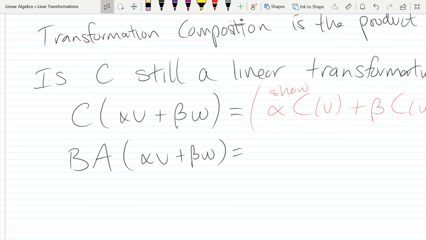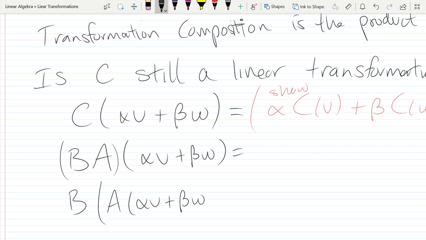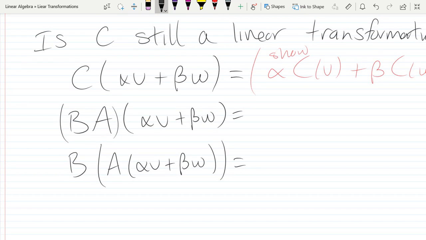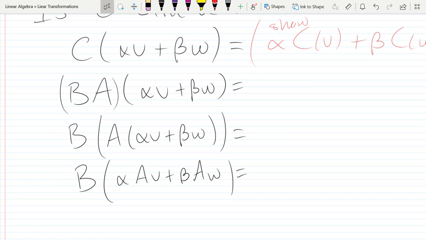A is a linear transformation, so I'm going to use associativity. I just reassociated. I didn't change the order, just changed what we multiply first. Now I can use the fact that I know A is a linear transformation, so I can apply the linear transformation property to the A matrix. So it's going to be alpha AV plus beta AW. Again, I just used the linear property of A, so it splits up in this linear fashion. Any questions on that?